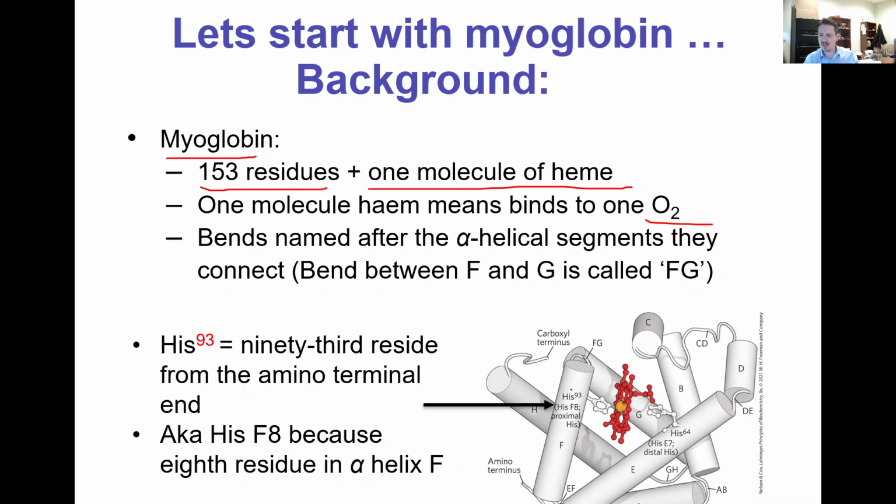The proximal histidine is often referred to as histidine number 93, because it's the 93rd amino acid in the sequence, going from the N-terminal to the C-terminal. It's also sometimes called F8 because in helix F it is amino acid 8.